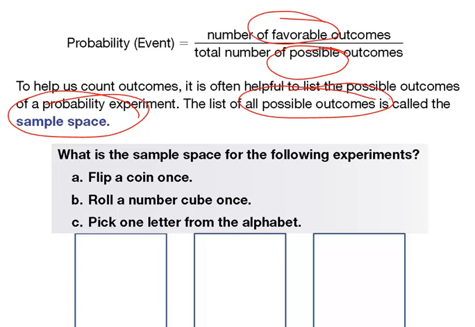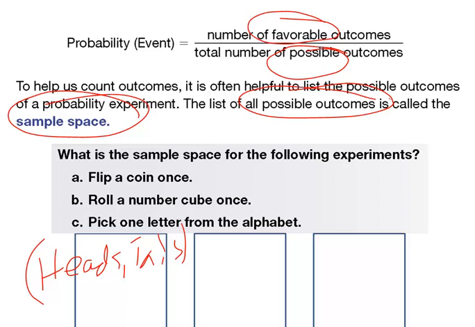First one is flipping a coin. Well, if you flip a coin, what can you get? What can possibly happen? Well, the only thing that could possibly happen if you flip a coin is that you get heads or you get tails. Those are the only 2 outcomes that you could have. So your sample space for A would be heads and tails. That's the only thing that could possibly come up.